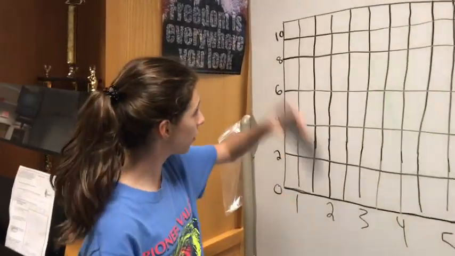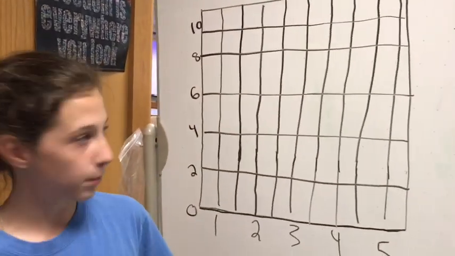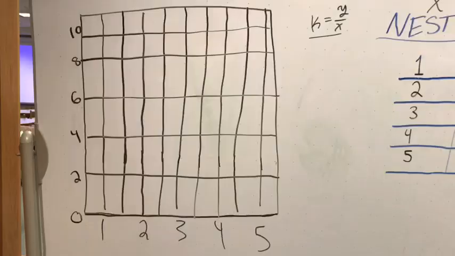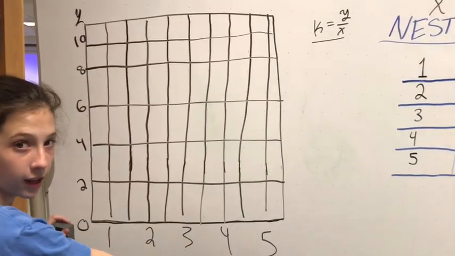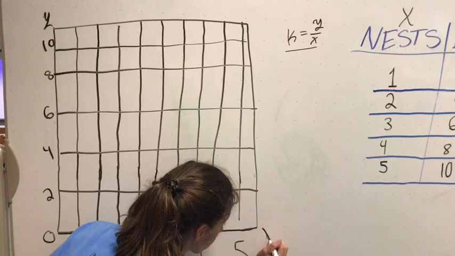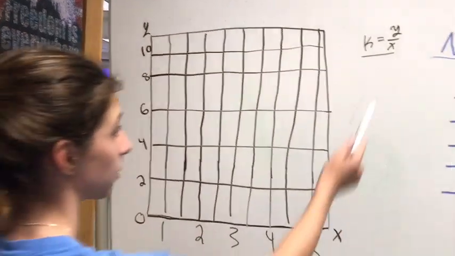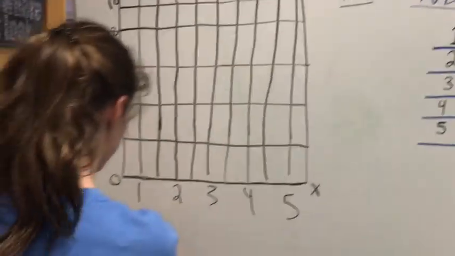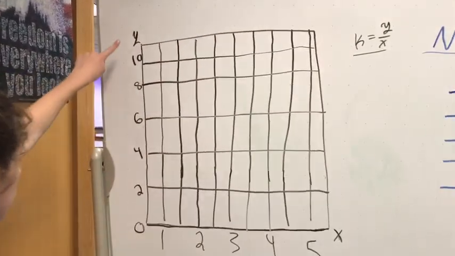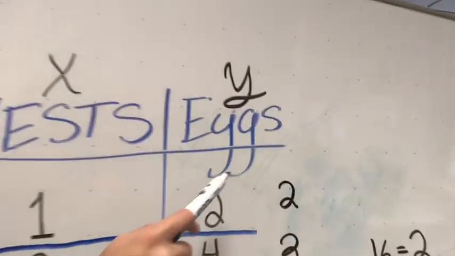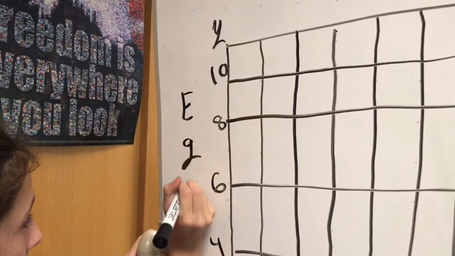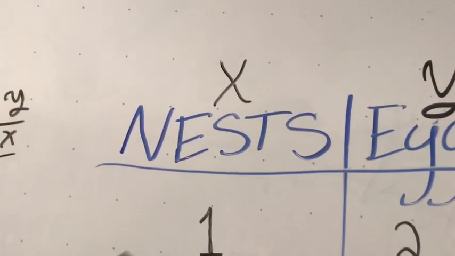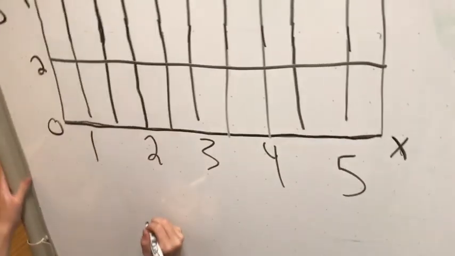So for this part, I'm going to show you how to label a graph and basically just how to tell if it's proportional or not. So you're going to label the top part y, because the top is the y, and then you're going to label the bottom x. So now you're going to take your y and your x and put them right here and here.